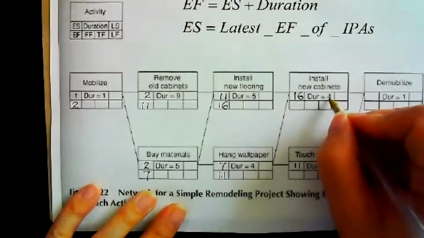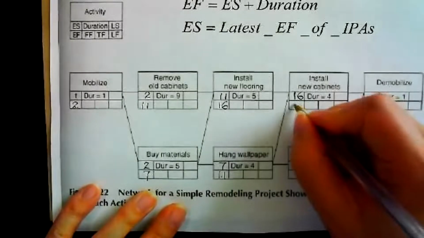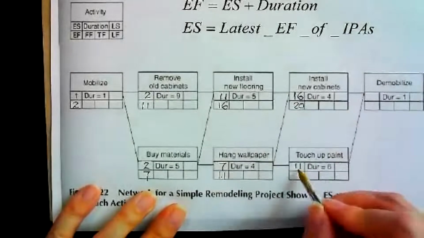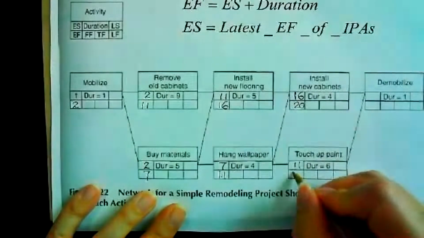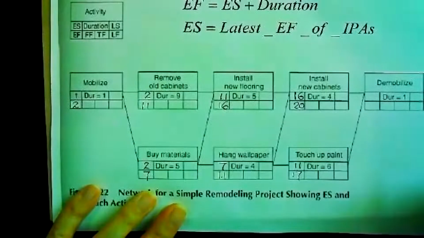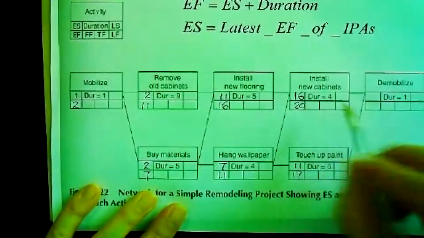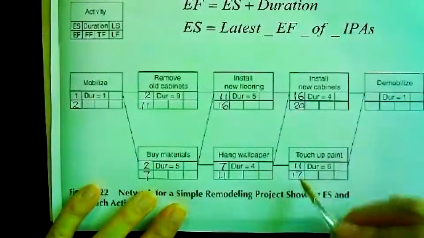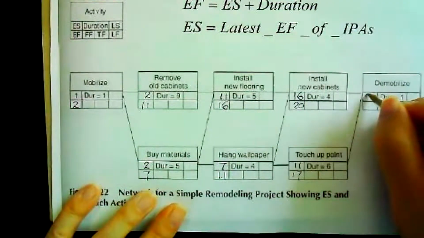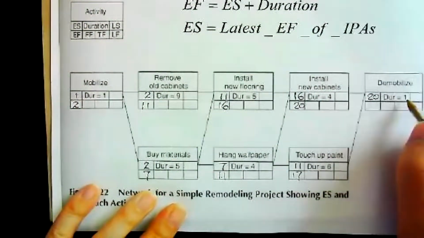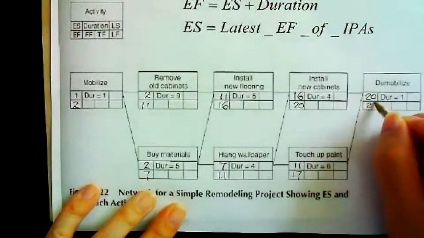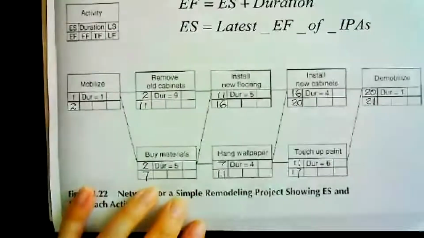So here, 16 plus 4, we get 20. 11 plus 6 is 17. Okay, then over here, compare 20 and 17: 20. 20 plus 1 is 21.